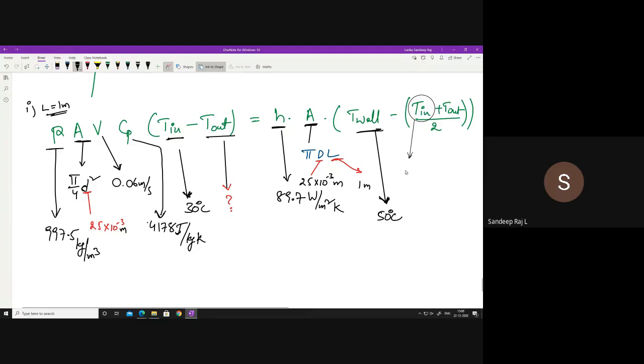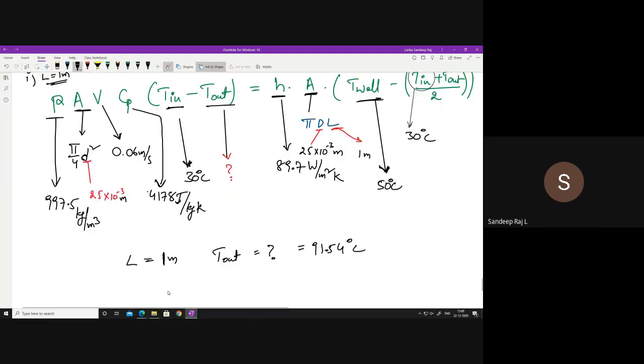What is the T in value? 30 degrees centigrade. So in this, everything is known to you except the T out. But the tricky thing here is T out is on both sides. So you have to carefully eliminate what you have on LHS and write RHS and then get the value of T out. 91.54 degrees centigrade when L is equal to 1 meter. You have done.